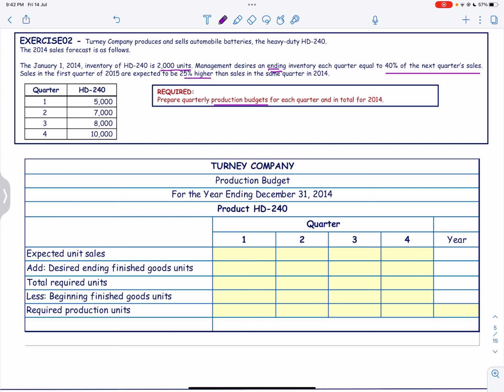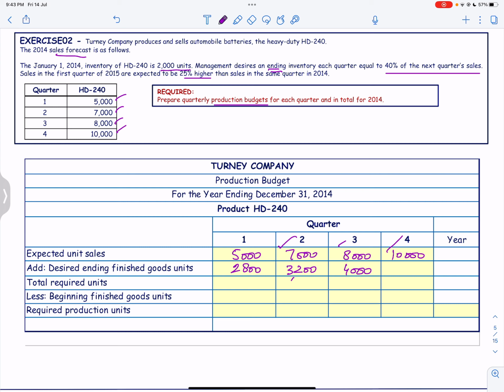So first we record the expected unit sales, and this is given over here: 5, 7, 8 and 10. So we have 5,000, 7,000, 8,000 and 10,000. To this, we are going to add the desired ending inventory, and it is 40% of the next quarter. So 40% of 7,000 is 2,800. And then 40% of 8,000 is 3,200, and 40% of 10,000 is 4,000.